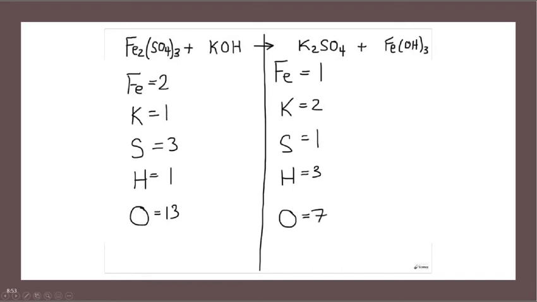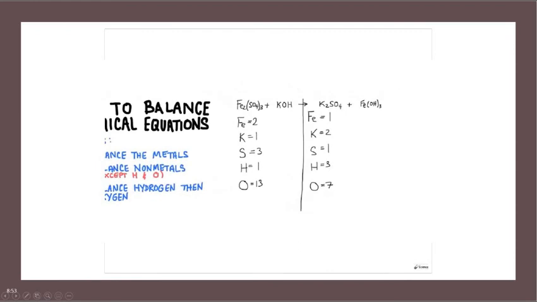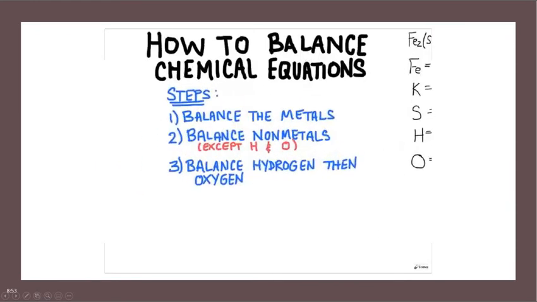Now the goal of balancing is that we get these numbers to equal for each of these elements. So both of those should be the same, both of those should be the same, and so on. So that's our goal. Here are the steps to be able to reach that goal. These are steps to balancing chemical equations.